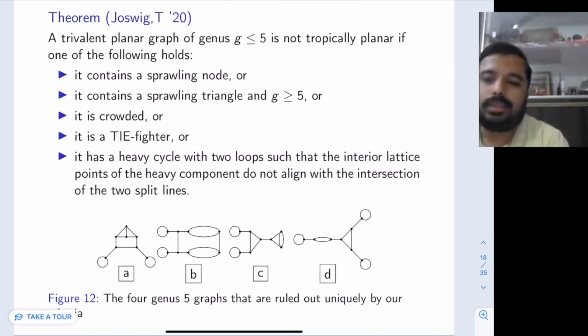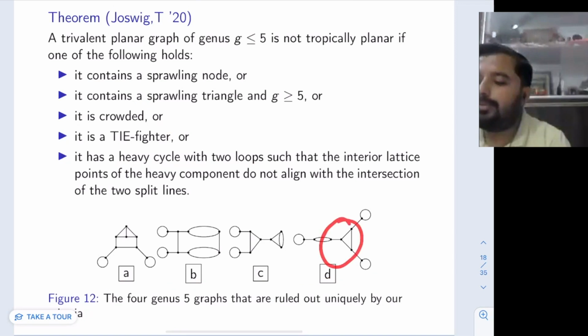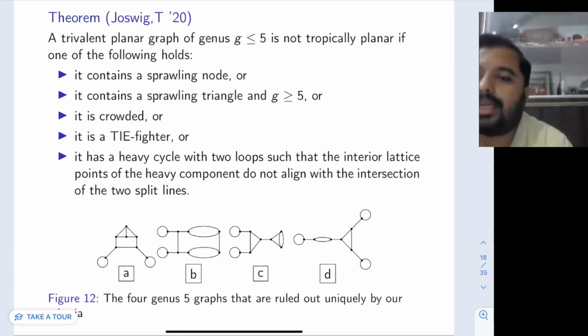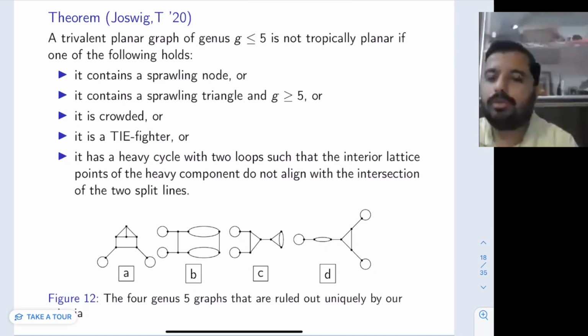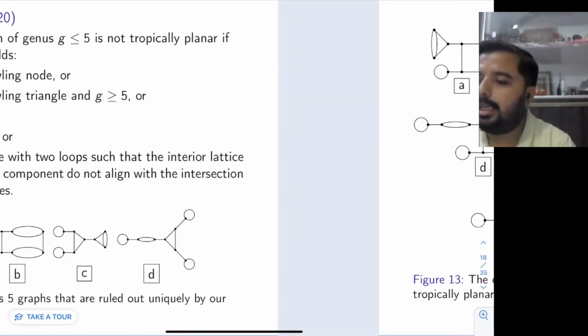You can also see it depends. You can also rule them out with the sprawling triangle as well. So there is some sort of an overlap. It depends on how you want to look at them. So essentially, this was one of the major takeaways.